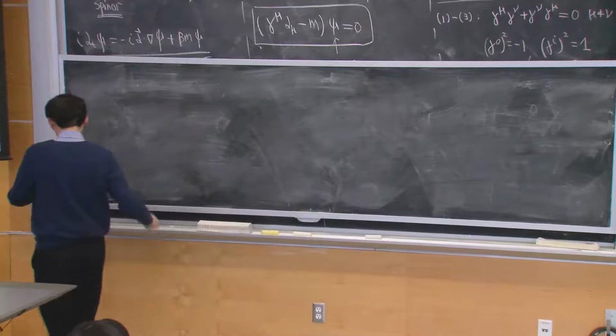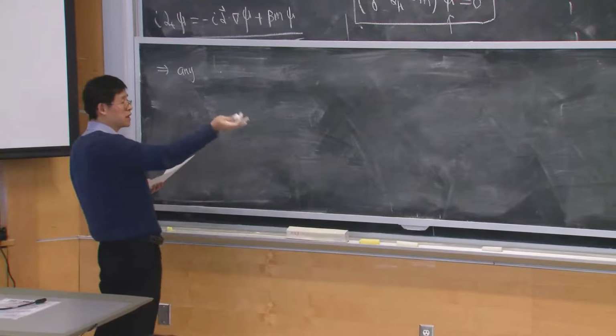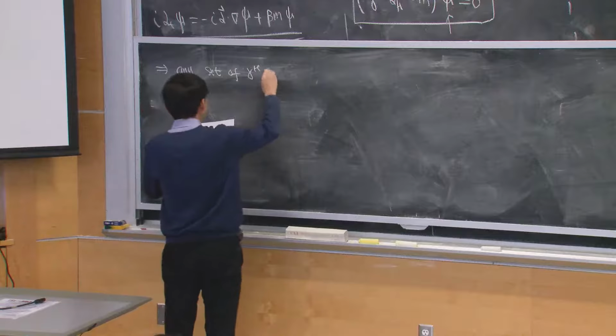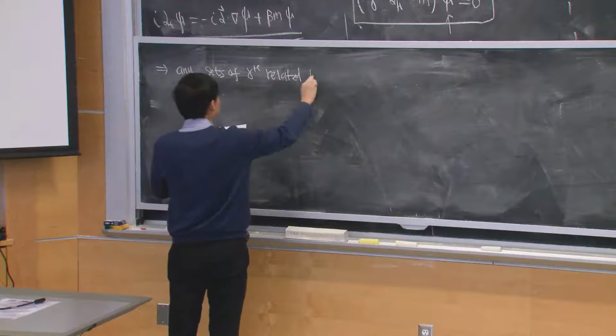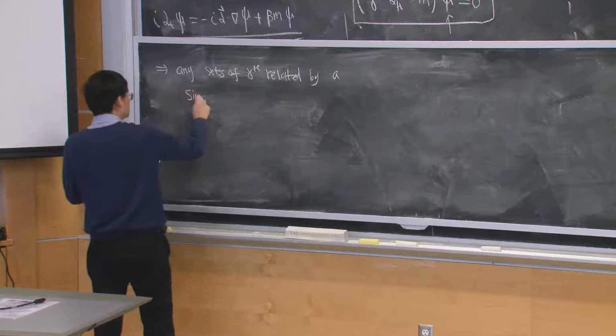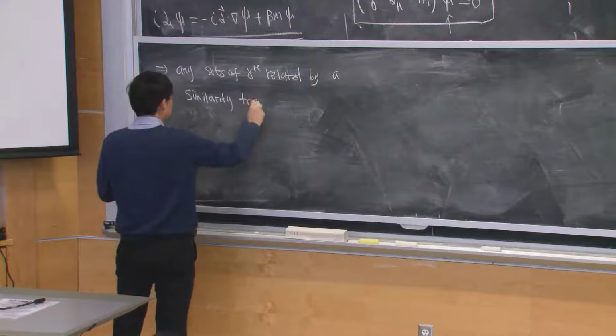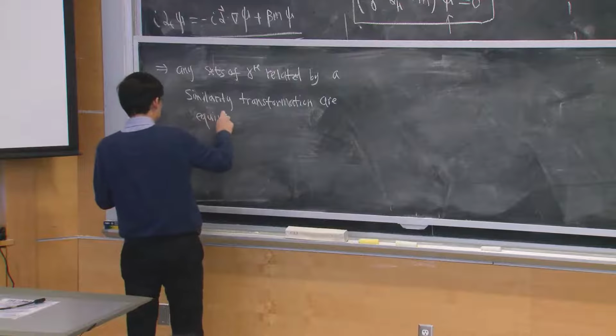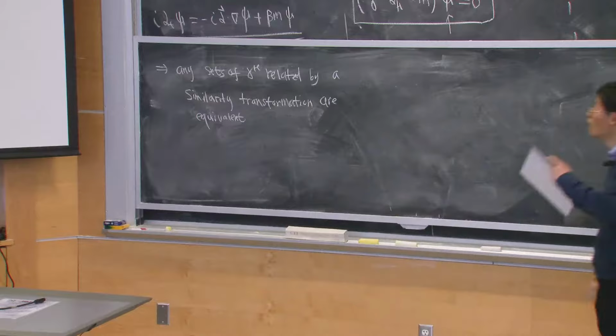So then we conclude that since we can make a basis transformation as we want, and a basis transformation should not change physics, any set of gamma mu related by a similarity transformation are equivalent. They should not give you new physics, just corresponding to a change of basis.